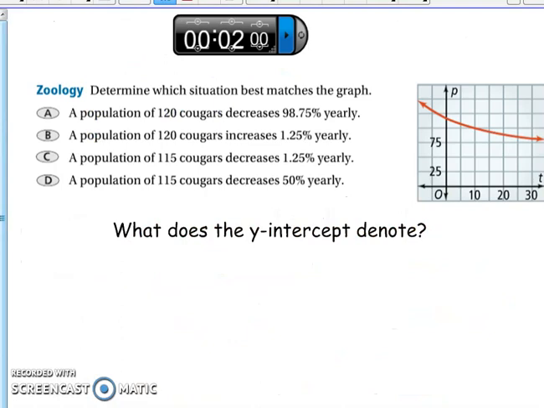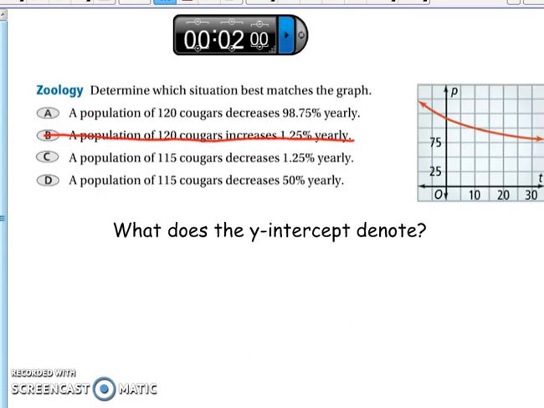So let's look at this problem now. So we want to determine which situation best matches the graph. So if we look at the graph, based on the shape of it, because it's from right to left, it's declining, we know this is going to be a decrease. So if you look at the answer choices, B is increasing. That's the only one that's increasing. So we know B can't be right because it's a decreasing function.